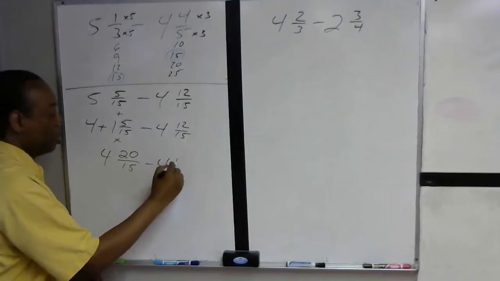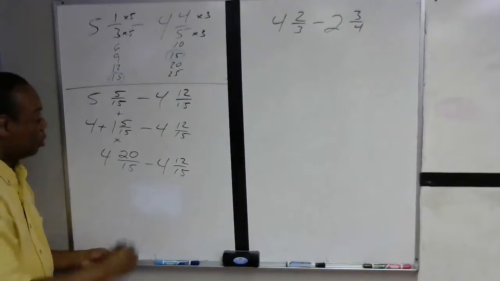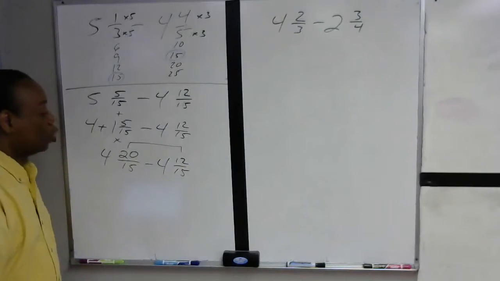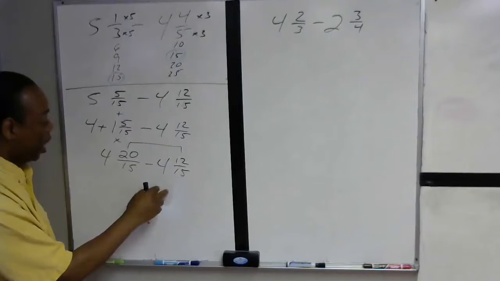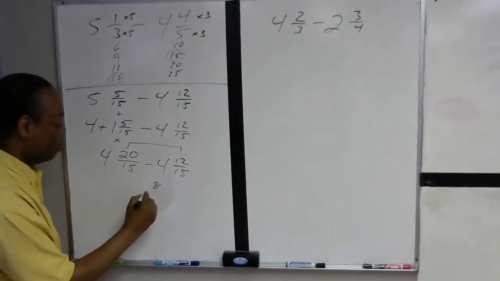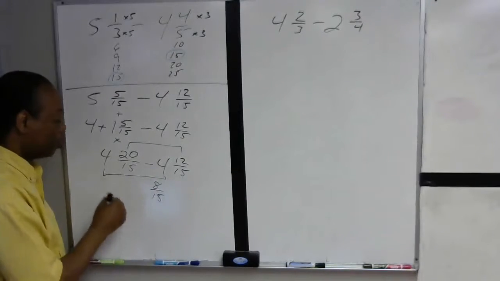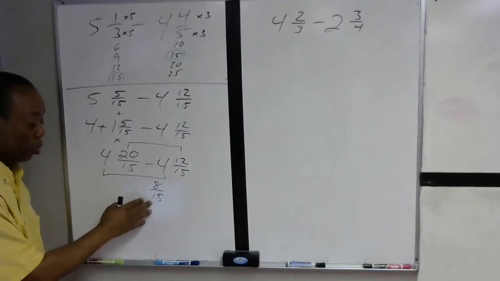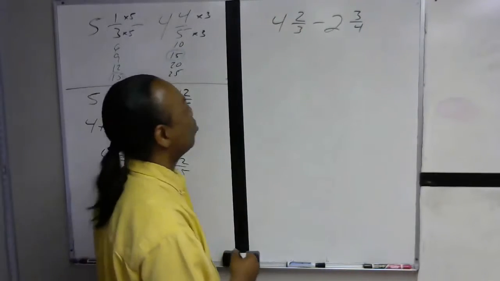Minus 4 and 12 15ths. All right, now we're going to subtract these fractions. So 20 15ths minus 12 15ths will give us 8 15ths. Okay, and then we'll subtract the whole numbers. 4 minus 4 gives us 0. So 8 15ths. Okay, next.